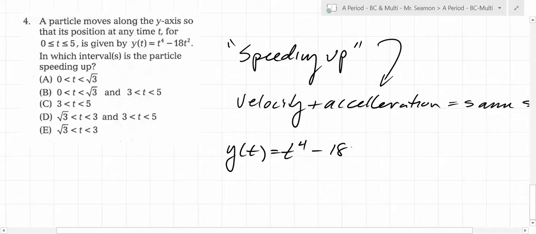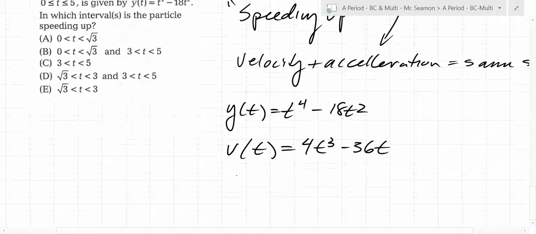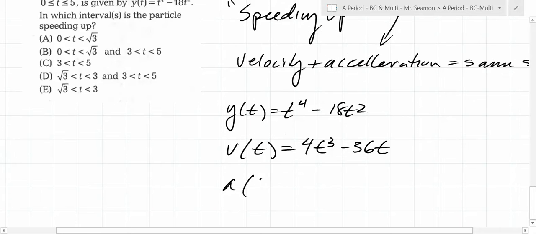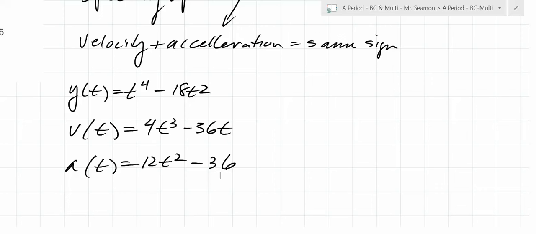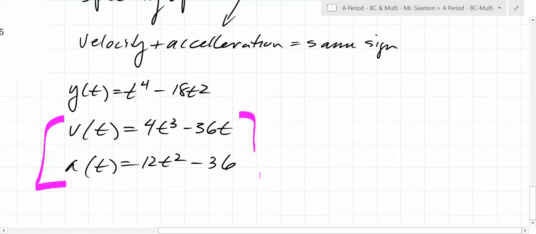Okay. So there's our position, right? So what's our velocity going to be? 4t cubed minus 36t. And then a of t is going to be 12t squared minus 36, right? So what you have to do on these is find out when these have the same sign. And the best way to do that, I literally make a little line graph like this, right?